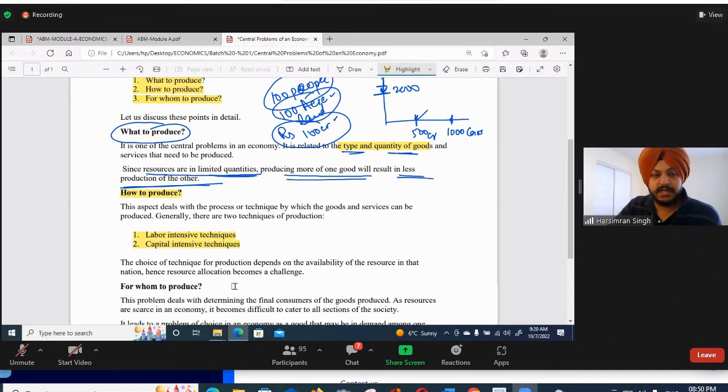Now this is a capital-intensive technique. But if in that store there are 10 people, that will be a labor-intensive technique. It depends on the manpower situation, how you want to produce.